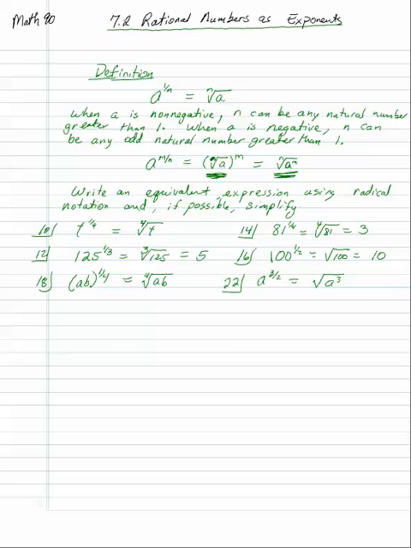Alright, let's try number 24. 4 to the 7/2. Again, this is going to be square root of 4. Now if you're doing it by hand, it's better to do the square root first and then the power. Square root of 4 is 2. 2 to the 7th, so it's 2, 4, 8, 16, 32, 64, 128.